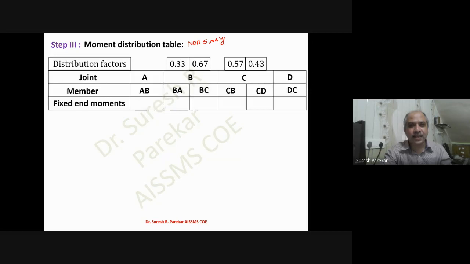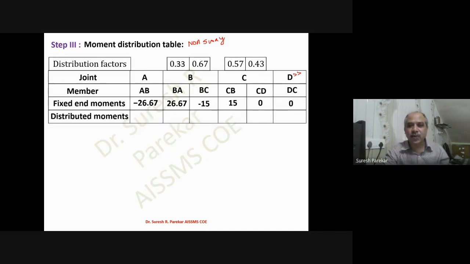Now, if we talk about fixed end moments, we have them in this fashion. Here we have 0. Now my support D is a simple support, so we have to release it. But as the value is already 0, I need not release it. If the value is not 0, then we have to release it.